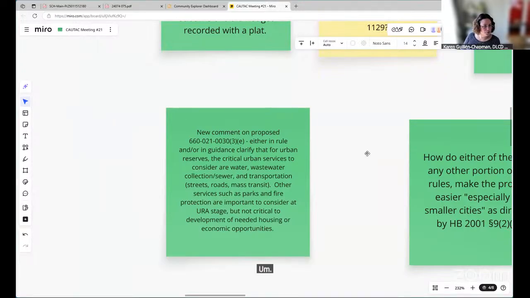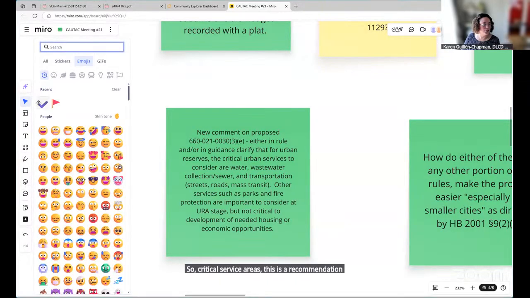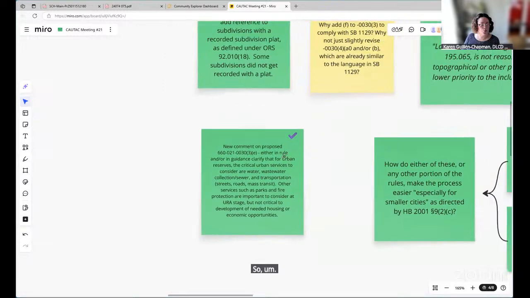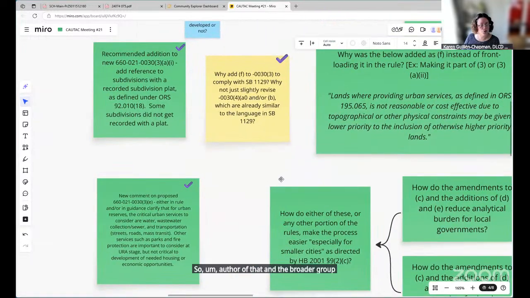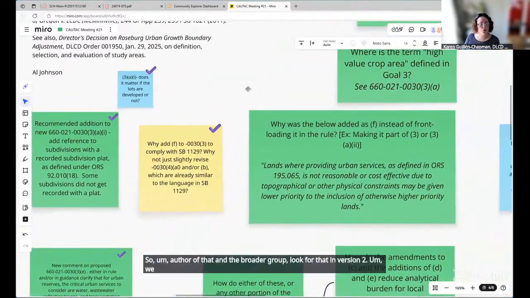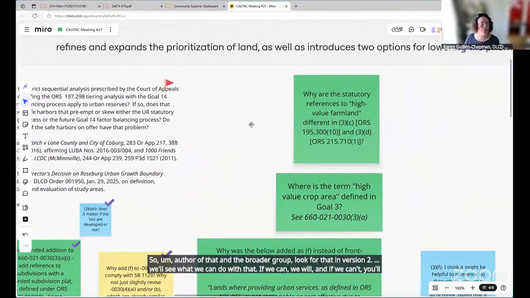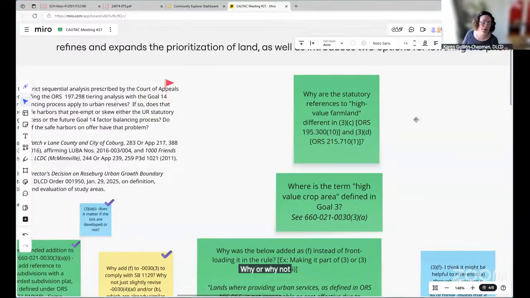Clarify that urban using the critical services of water, wastewater. So critical service areas, this is a recommendation, not necessarily a clarifying question, but I think it was a really good recommendation. So author of that and the broader group, look for that in version 2. We'll see what we can do with that. If we can, we will, and if we can't, you'll see in writing why or why not we weren't able to bring that in there.